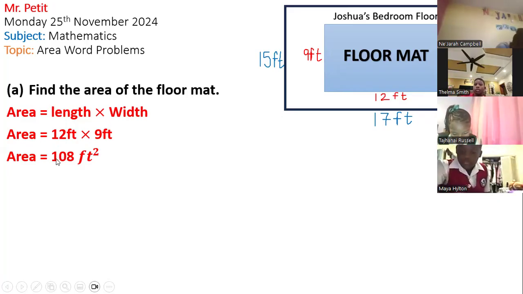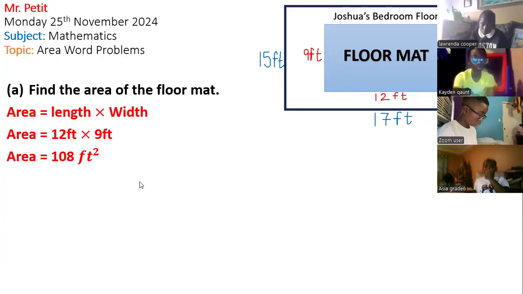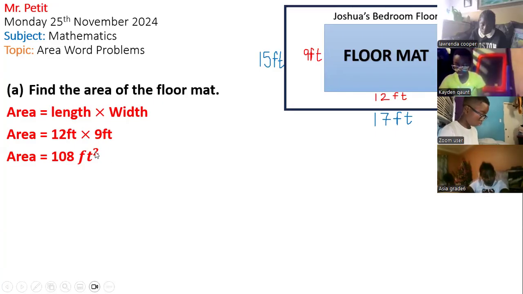Do we understand that? Let me know if you understand that. Why would you have the power of 2? Because feet times feet is feet squared. Also, do we have to do that when we have feet? You always have to do that when you're dealing with area.